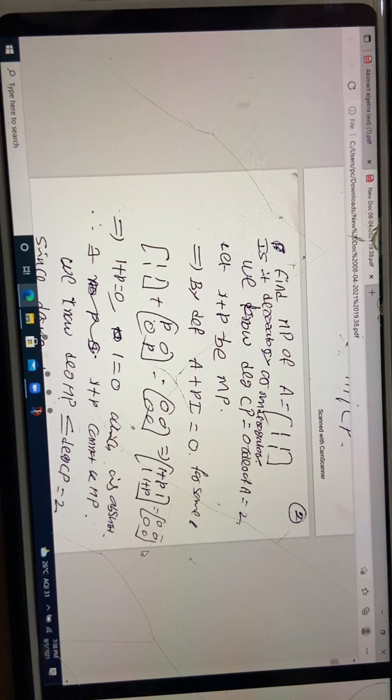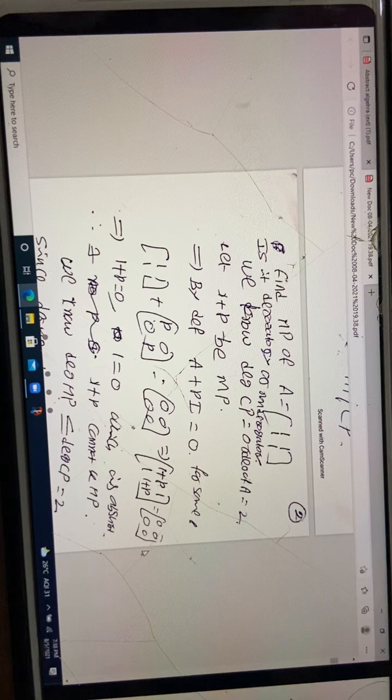1 equal to 0 is an absurdity. Why are we getting such wrong results? Because something is wrong in our assumption. What is wrong in our assumption? We assumed x plus p as the minimal polynomial. Therefore we are getting an absurdity. Therefore x plus p cannot be the minimal polynomial. So a first degree polynomial cannot be minimal, so it has to be the next degree. What is the next degree? 2.